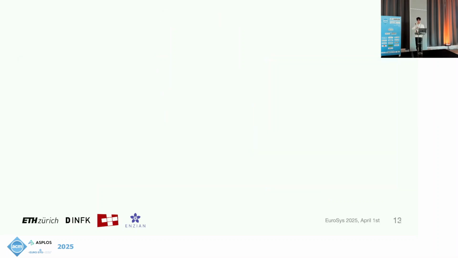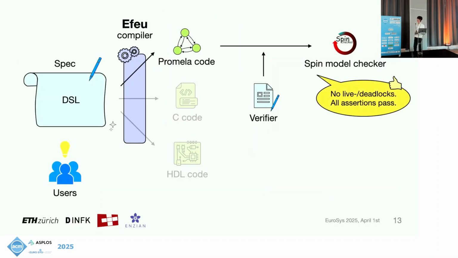And we specify the I2C stack, and then the Efeu compiler can translate this ESM code to Promela code, which is the input language for the SPIN model checker. And then the SPIN model checker can do the model checking and check if there's any livelock, deadlock, and whether all the functional assertions pass.